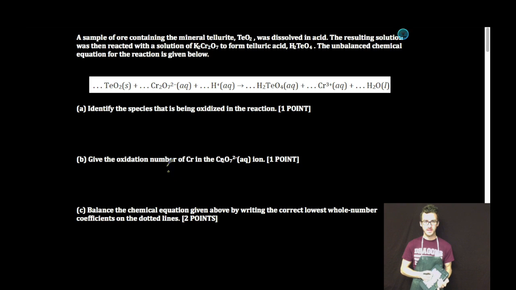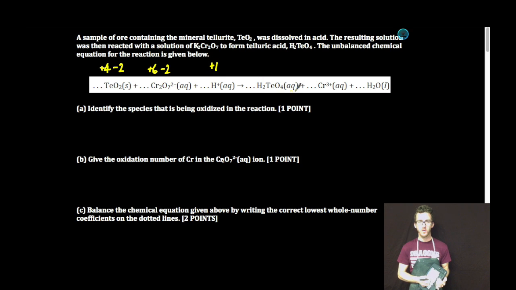Let's do this. Oxygen will have an oxidation state of -2. Tellurium will then have an oxidation state of +4. Jump over to the dichromate ion. Oxygen again will have an oxidation number of -2, giving chromium an oxidation state of +6. Hydrogen ion, easy enough, +1.